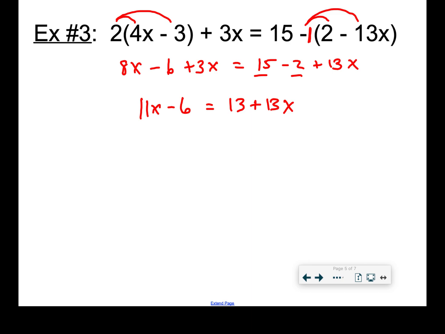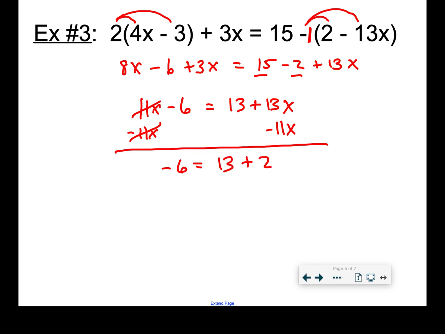Now that we've simplified each side, we can move some things around, start adding and subtracting stuff from each side. So I'm going to subtract 11x. I'm going to bring that over here to the right-hand side. Those cancel out. We get a negative 6 equal to 13 plus 2x then. And now I've got to get that 2x by itself. So the 13 has to go to the other side.